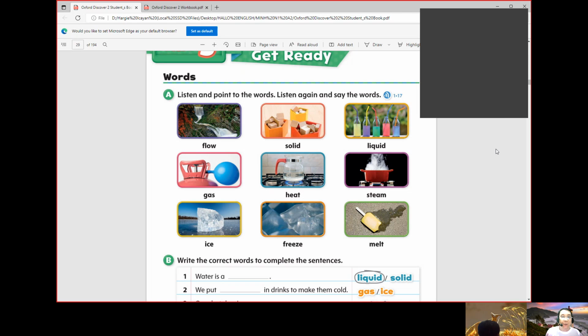Flow, solid, liquid, gas, heat, steam, ice, freeze, melt.